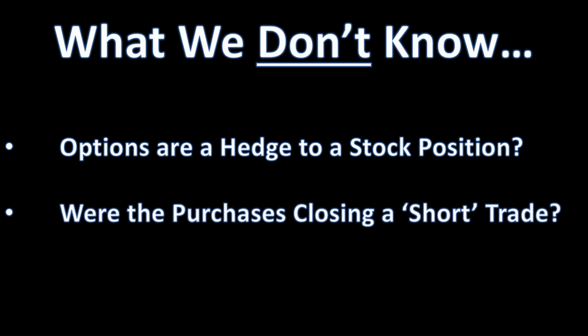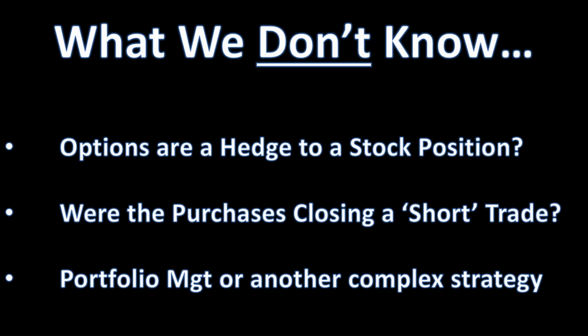That's certainly a possibility. Were the purchases of the VIX calls closing a short trade? You can sell short a stock in the same way you can sell short an option. Maybe they're just closing the trades. Maybe they're just taking profits. Is this part of a portfolio management adjustment or another complex strategy? Well, we don't know. At the end of the day, we really don't know the reason why these trades took place, just the same way we don't know if somebody just buys 100 shares of Amazon stock. So we can only speculate.